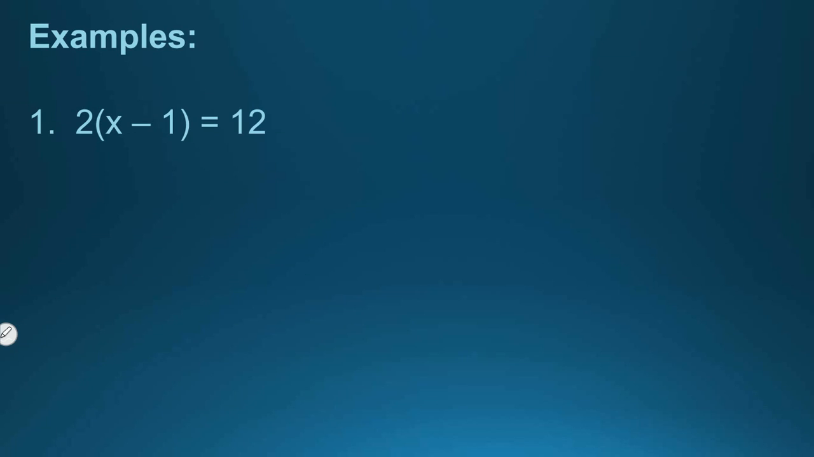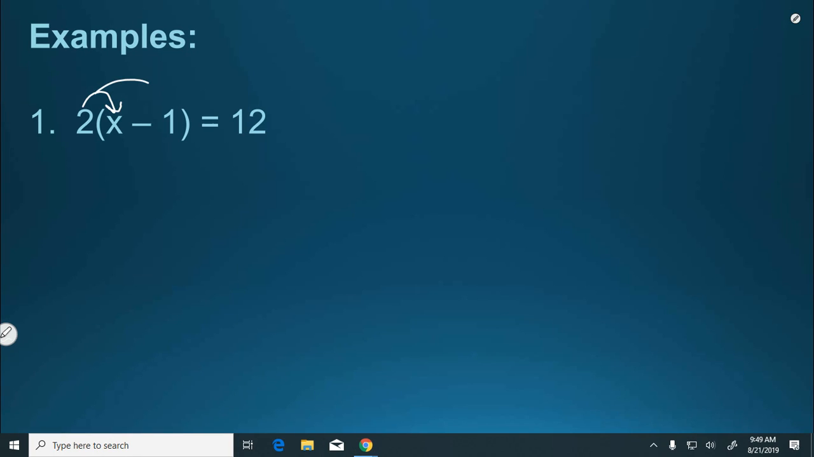First one, very, very simple. You all should remember how to do something like this. We start by distributing the 2. We get 2x minus 2 equals 12. Then that's the distributive property.